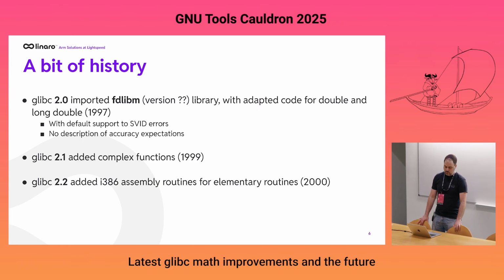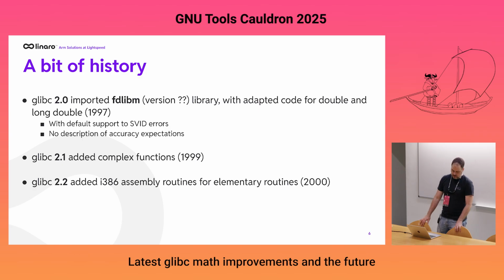And it also means that this adaptation did not make a mathematical analysis of the accuracy. So it was not a direct translation from one implementation to another. And there were a lot of issues regarding accuracy back then, but they were fixed over time. And we started to provide this SVID error support, which is still a problem today.